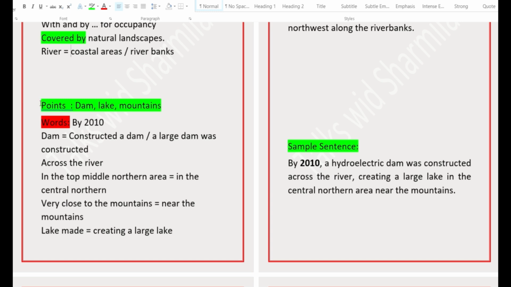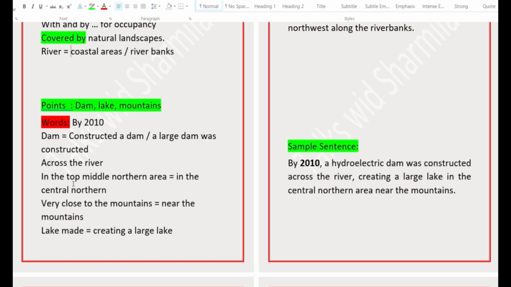So what am I going to write? It is about the dam, the lake and the mountains. What year am I going to speak about? 2010. So what is the word count? It is by 2010. What are the words substituting for bank? It is constructed a dam. Constructed a dam. Otherwise you say a large dam was constructed. Then it is across the river.